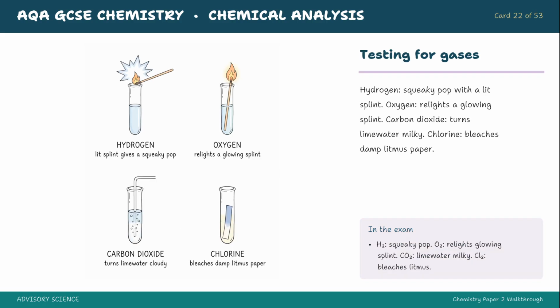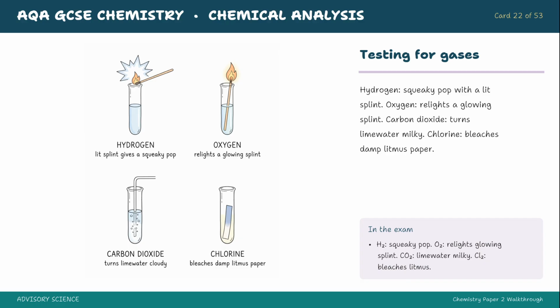Testing for gases. There are 4 common gas tests that you must know. To test for hydrogen, you hold a lit splint at the mouth of a test tube. Hydrogen burns with a squeaky pop. To test for oxygen, you place a glowing splint into the tube, and oxygen relights the glowing splint. To test for carbon dioxide, you bubble the gas through lime water. Carbon dioxide turns the lime water cloudy or milky.